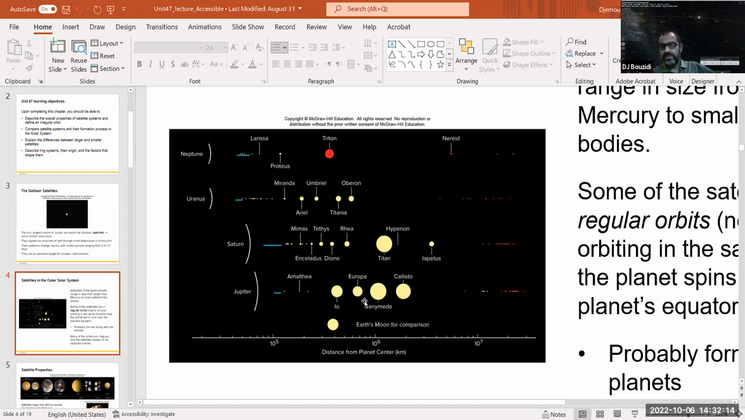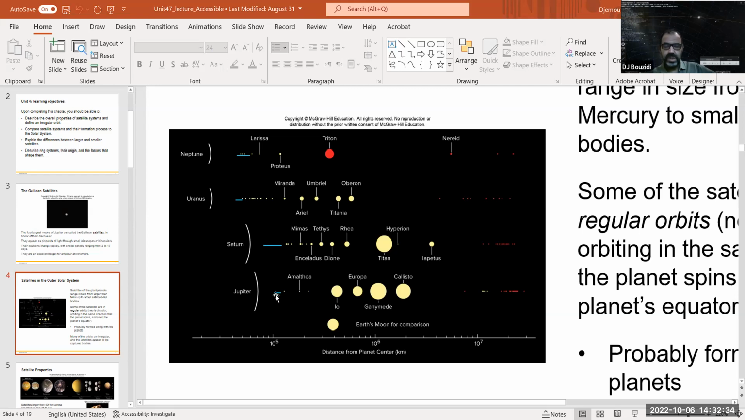Then the sixth moon in terms of size is Europa. Europa is actually the second moon in terms of distance from Jupiter, in terms of the large moons of Jupiter. Jupiter has about 70 moons altogether. Every once in a while we discover new moons for it. So it has a lot of moons.